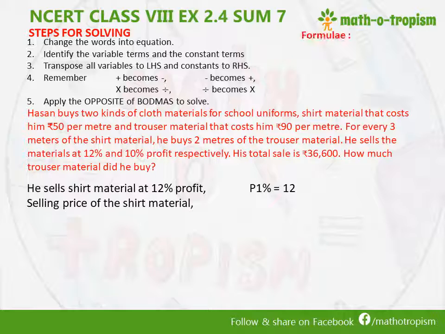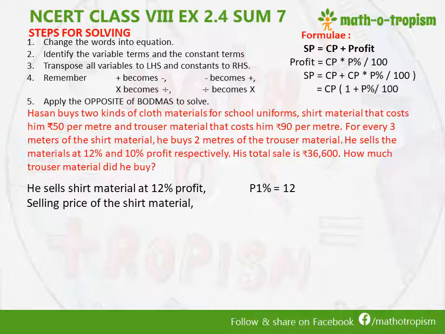So we know that the selling price is the cost price plus profit, and we can calculate the profit as cost price into profit percentage by 100. Now if I substitute this in the previous step, SP will be CP plus CP into profit percentage by 100. When I take the LCM, I can simplify it as cost price into 1 plus profit percentage by 100. So this comes as a simple formula: cost price into 100 plus profit percentage by 100.